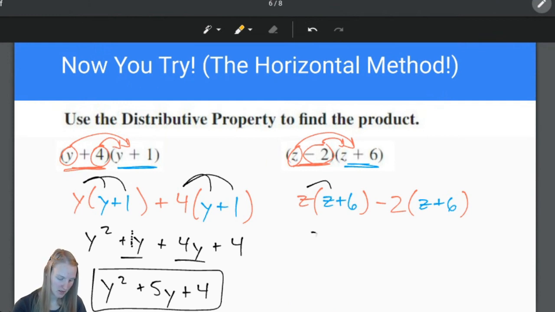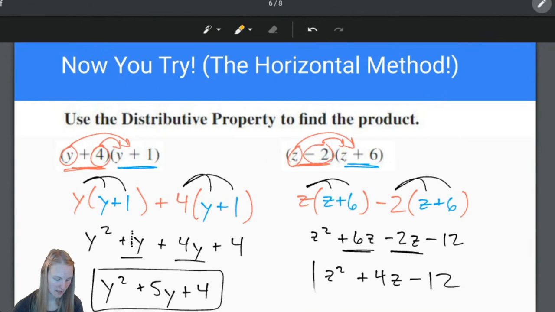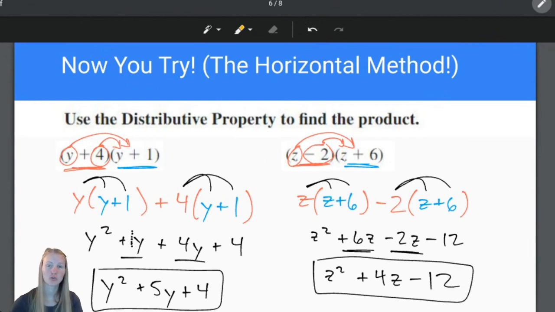Z times Z is Z squared. Z times 6 is 6Z. And negative 2 times Z is negative 2Z. And negative 2 times 6 is negative 12. Let's combine our like terms. We have Z squared, and then 6 minus 2 is 4. So 4Z minus 12. And if you had foiled, if you had used the FOIL method, you would have gotten the exact same answers.